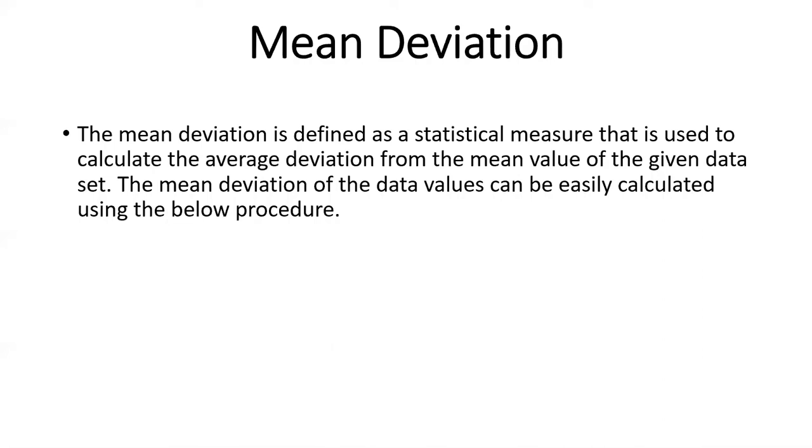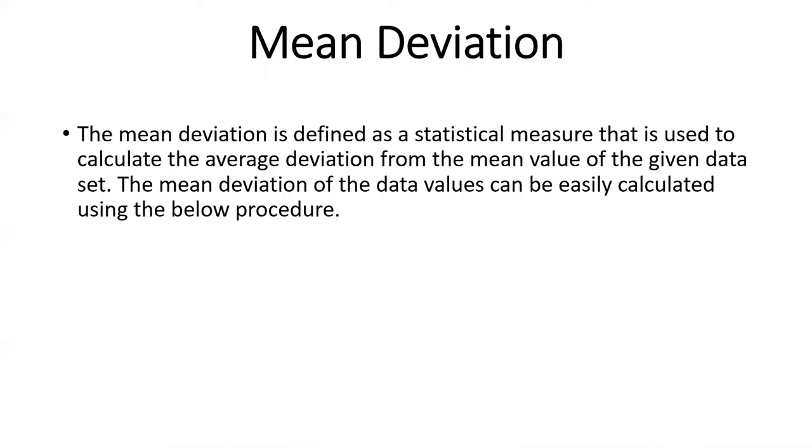The mean deviation is defined as the statistical measure that is used to calculate the average deviation from the mean value of the given data set. Here we are calculating the dispersion, or the deviations in the values, by using the mean. Mean deviation is also called average deviation, because we are calculating it from the mean.